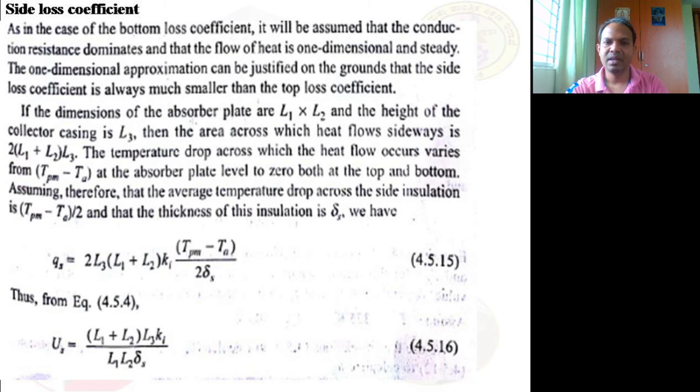Is it clear? The temperature drop across which the heat loss occurs varies from TPM, the average absorber temperature, minus TA at the absorber plate level, to 0 both at the top and bottom. Assuming therefore that the average temperature drop across the side insulation is (TPM minus TA) divided by 2, and that the thickness of the insulation is delta S, we have QS equal to 2 L.